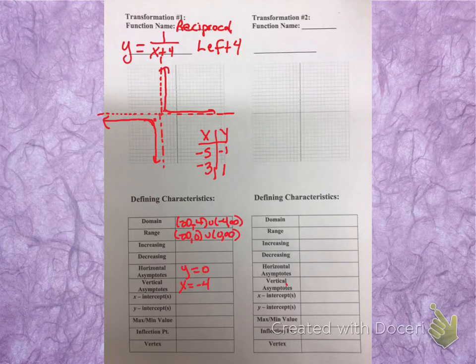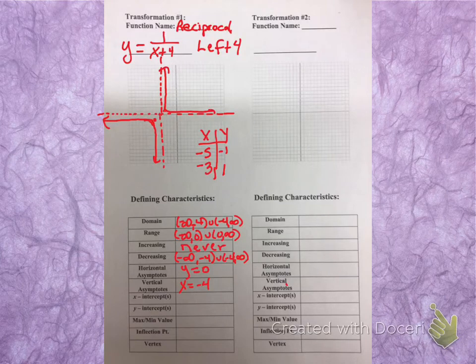The graph is still never increasing. It's always decreasing. And it's decreasing on its domain. If a graph is always decreasing, we say it's decreasing on its domain. So it's decreasing from -infinity to -4 union -4 to infinity. You can't say it's decreasing from -infinity to infinity, because at -4 the graph doesn't exist. If you're saying it's decreasing from -infinity to infinity, you're saying it's decreasing at -4, and that's not true. It doesn't exist at -4.